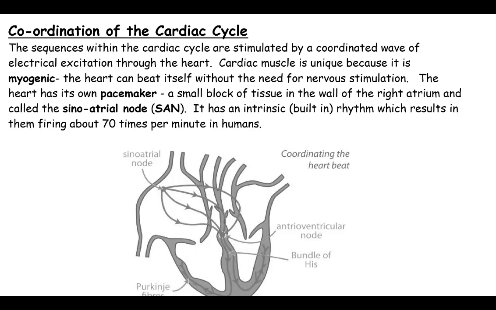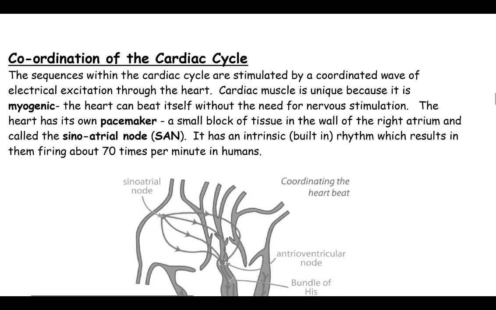So this is the coordination of cardiac cycle. Now, generally speaking, anytime we're talking about the coordination of the cardiac cycle, this is talking about the electrical activity or conductivity of the heart tissue. Now, as we know, your heart can pump by itself. It doesn't require any input from your brain. Because the cardiac muscle can contract by itself and produce its own electrical impulses, it's known as myogenic.